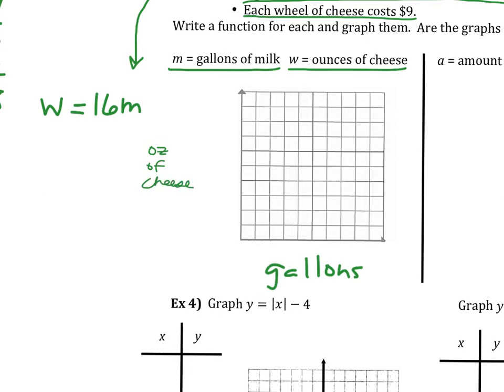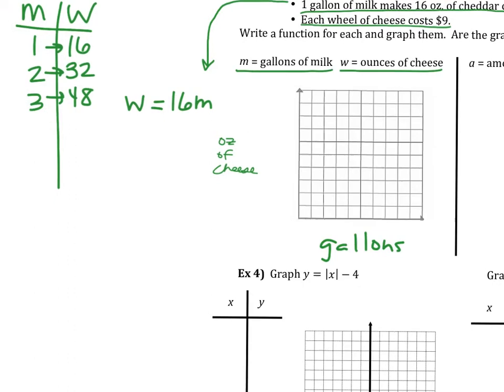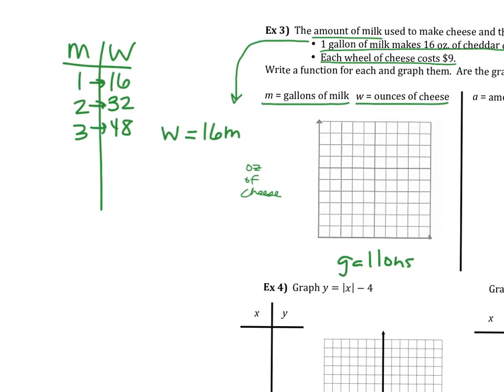Can you get 40 ounces of cheese? Yeah, you would just use a fraction of a gallon, right? 2.5 gallons might make, I don't even know what that would be. Perfectly in between. 40. It would make 40. 2.5 gallons would make 40 ounces of cheese. So is that going to be continuous or discrete?